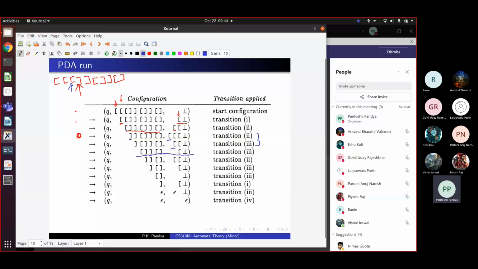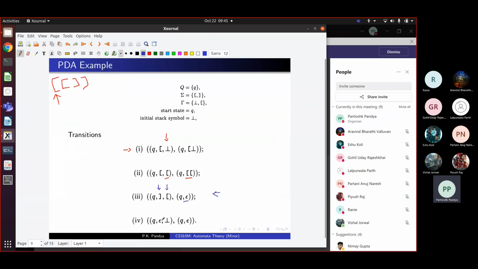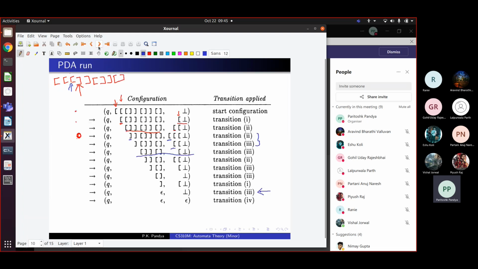If the string is balanced, then you will wind up with a configuration which looks like this. Because every open bracket will be matched with a closed bracket, they will cancel off. And you will wind up with a configuration which has no brackets left on the stack and all of the input is processed. At that point we have this rule which says that you can make an epsilon transition. You don't need any letter in the input word. You can erase the bottom symbol, that is, you can replace the bottom symbol by epsilon. So you replace this symbol by epsilon and you don't consume any letter because it's an epsilon move.